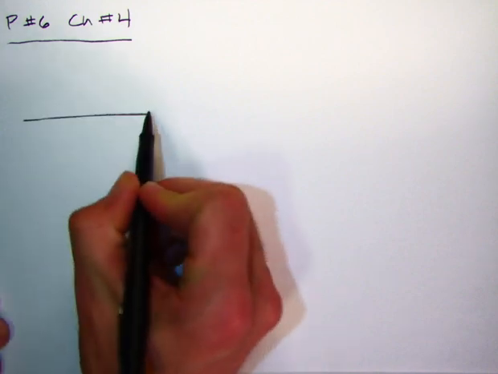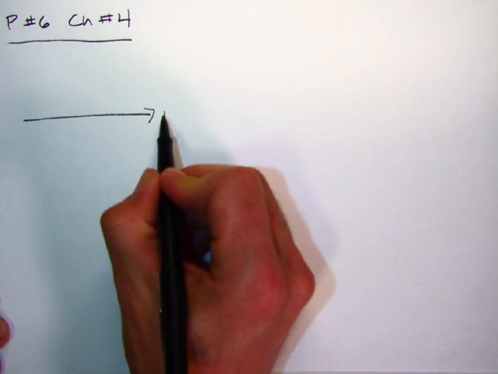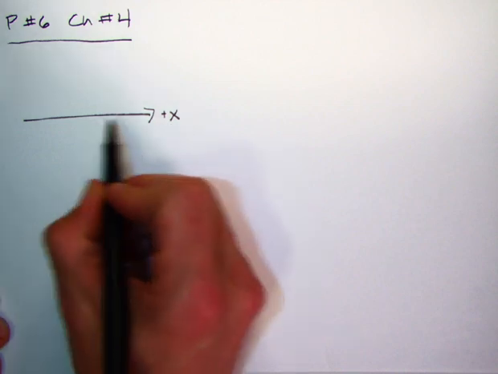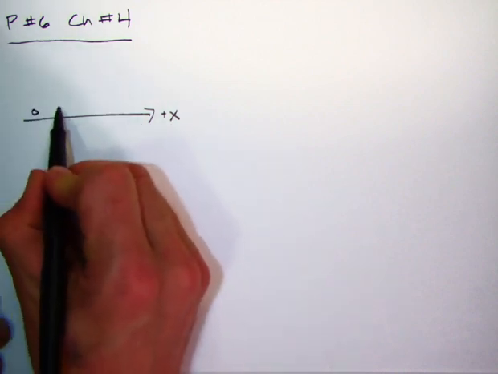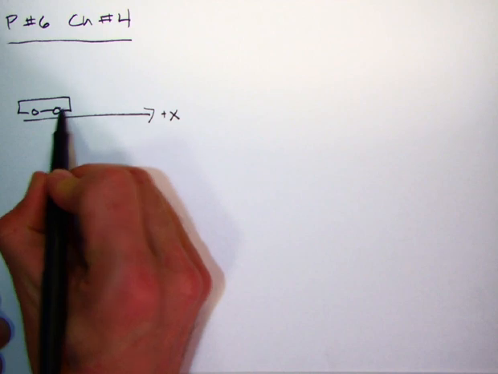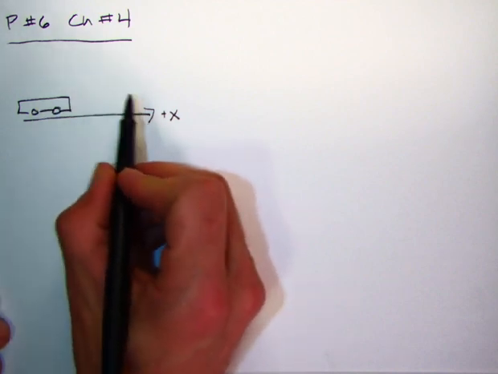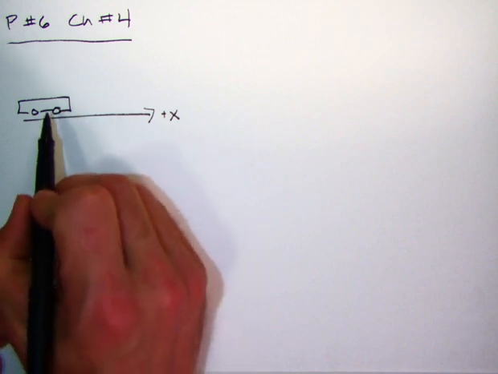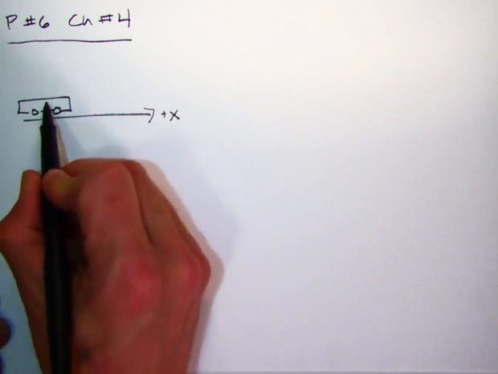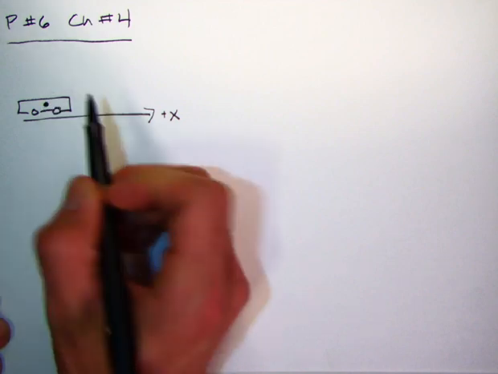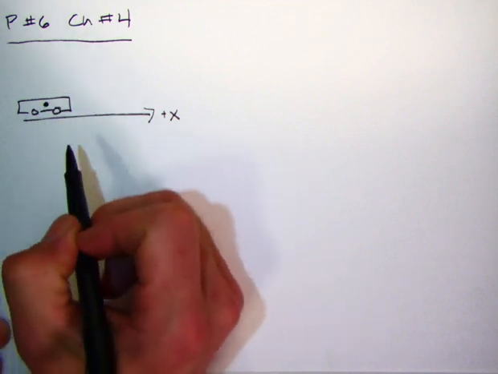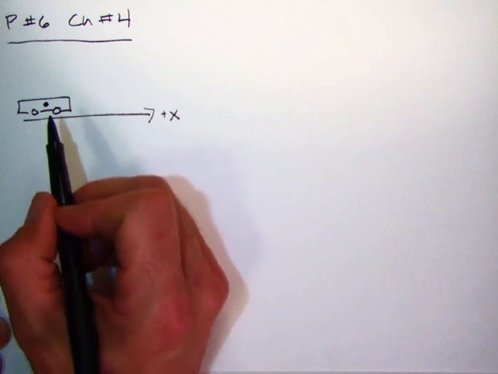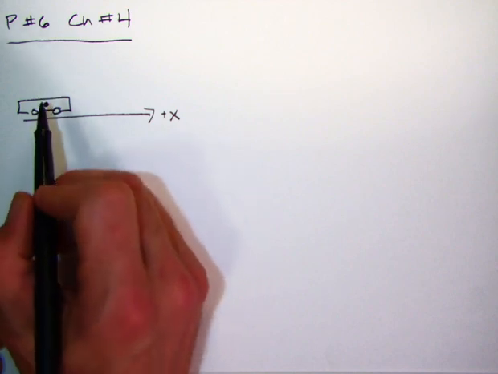So I need to define a coordinate system. Let's take our standard coordinate system with the plus x direction being to the right. I've got my car, and it looks like it is traveling to the right. I'm not going to draw an arrow just yet. Next, I am going to draw what's called a free body diagram. That is, I'm going to put a dot where the center of mass of my object should be, and then I'm going to draw in arrows that represent forces, and I'm only going to draw in forces.